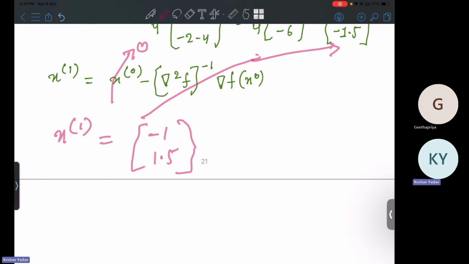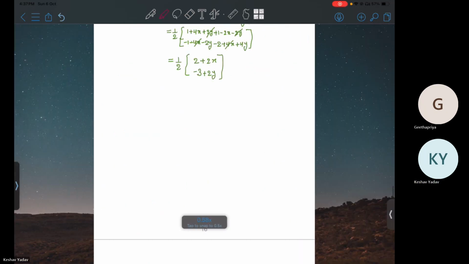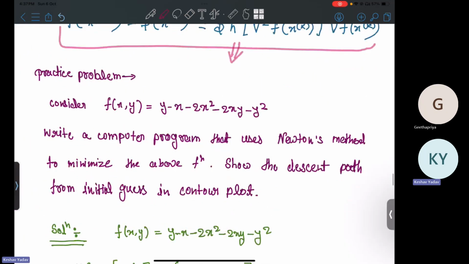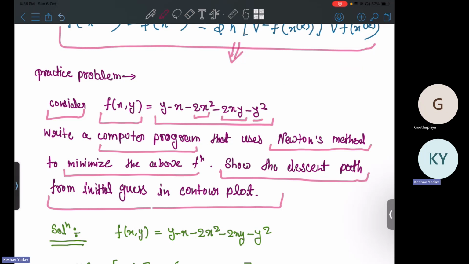Now we will write one computer program. So this is the problem we have. Consider f of xy equal to y minus x minus 2x square minus 2xy minus y square. We need to write a computer program that uses Newton's method to minimize the above function. We need to solve it and show the descent path from the initial guesses to the last, in the control flow.